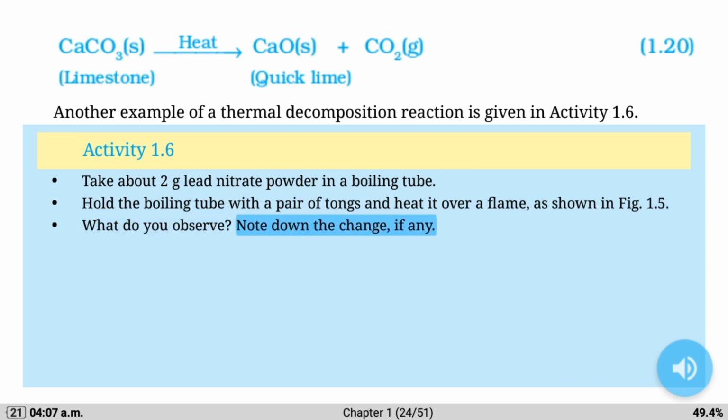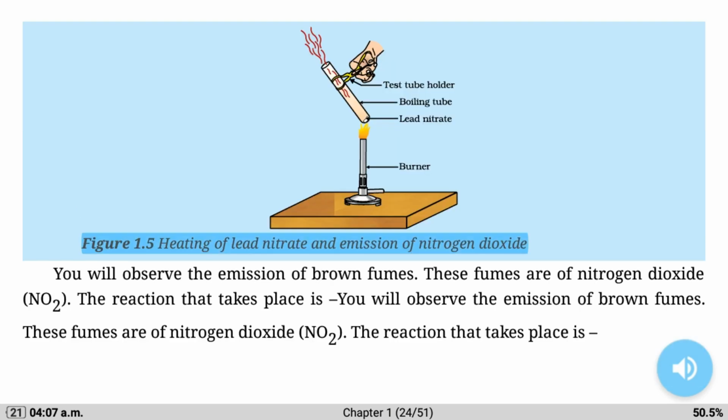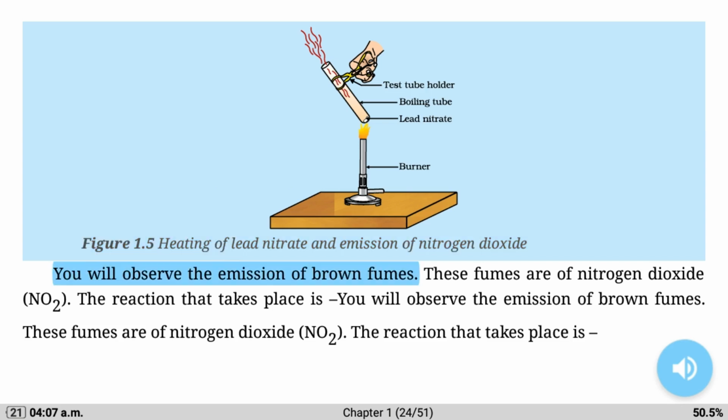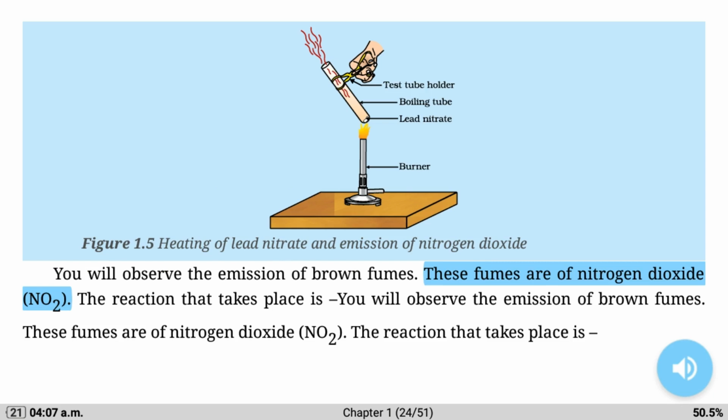1.5. What do you observe? Note down the change, if any. Figure 1.5. Heating of lead nitrate and emission of nitrogen dioxide. You will observe the emission of brown fumes. These fumes are of nitrogen dioxide, NO2.